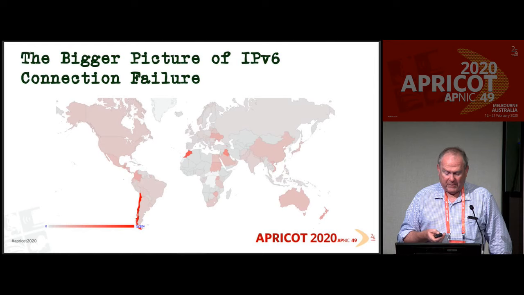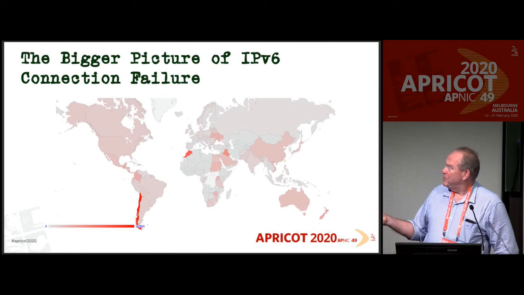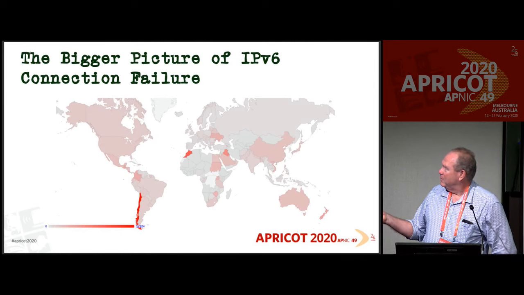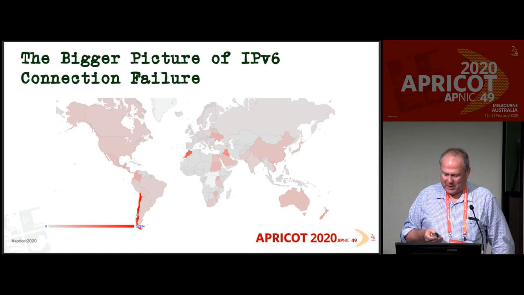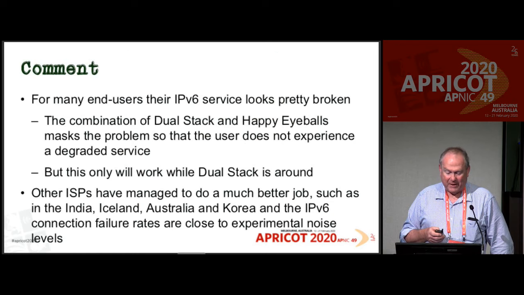The bigger picture, there are certain areas, Morocco, that's right. Testing my geography here, aren't you? Chile, Iraq, and so on, where it's slightly redder than most, and that's actually indicating some degree of connection failure.